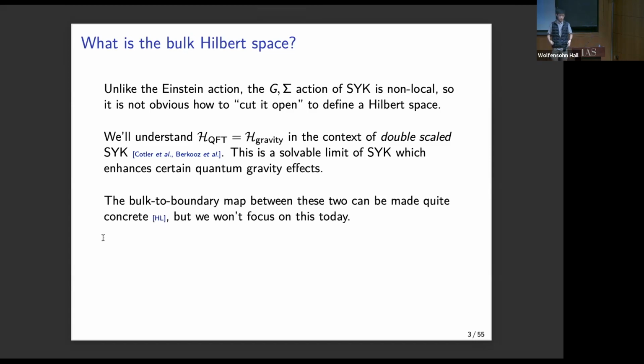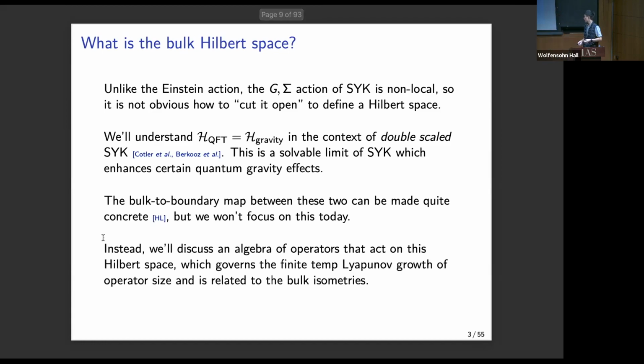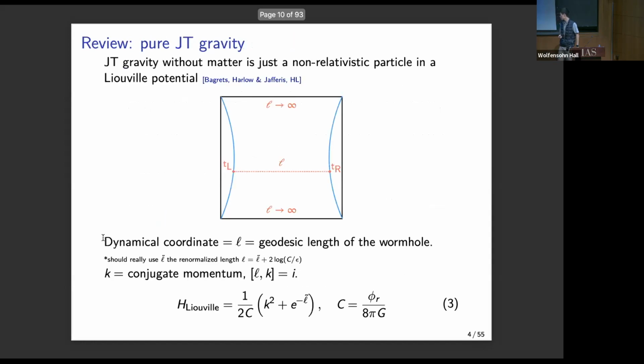Okay, we can actually say a bit more about the bulk to boundary map, but instead today we'll be focused on an algebra of operators that acts on this Hilbert space, the bulk Hilbert space, and we'll try to understand why there's a finite temperature Lyapunov exponent in a certain regime, as well as understand the bulk isometry. So what are the symmetries of the bulk spacetime from just a microscopic description of SYK.